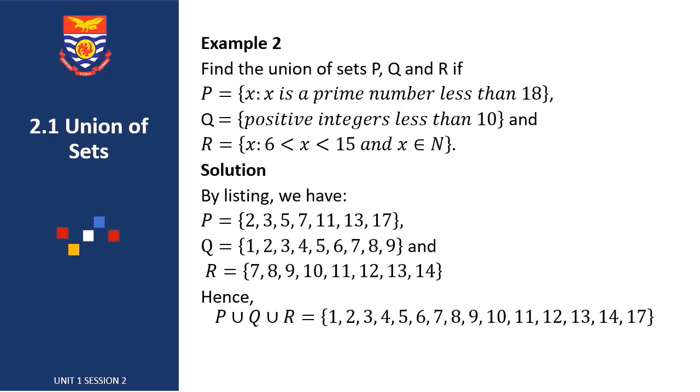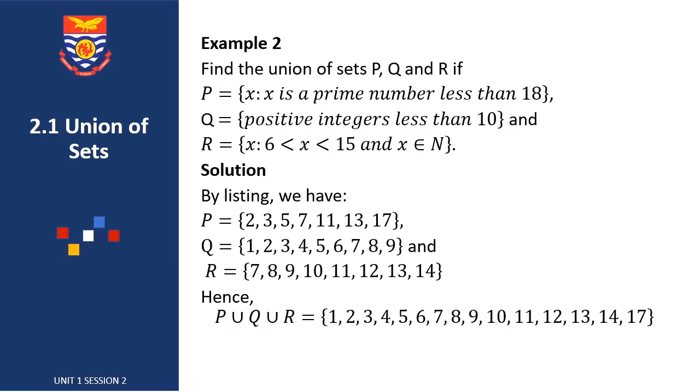We will consider another example that involves 3 different sets, and it says, find the union of sets P, Q, and R. If P is equal to X such that X is a prime number less than 18. Q is positive integers less than 10. And R is X such that X is greater than 6 but less than 15, and that X is a member of natural numbers. Let's look at the solution.